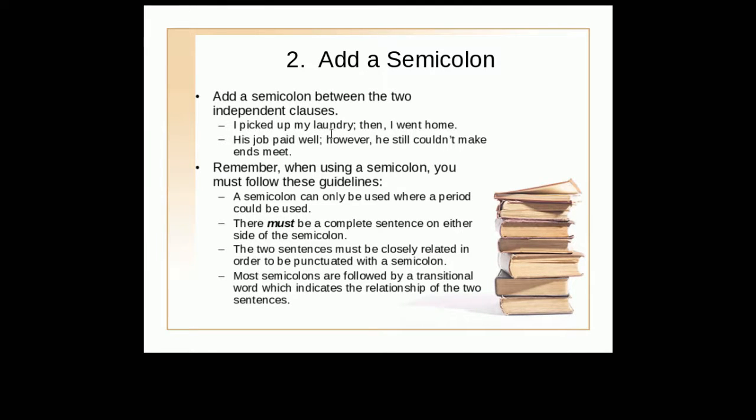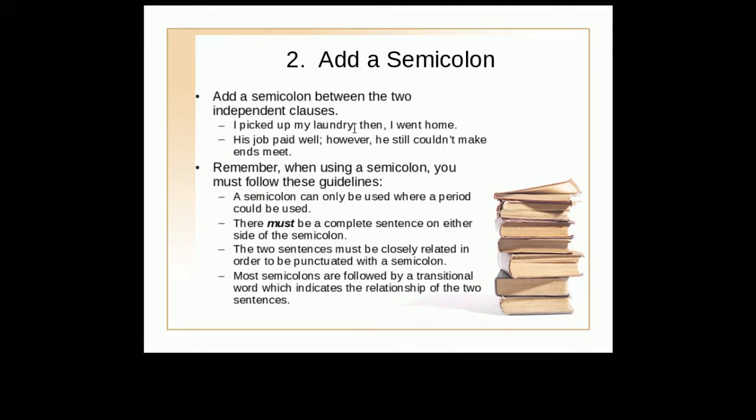The idea is that you want to make sure that all of this goes together. So she picked up her laundry, then she went home. She didn't go anywhere else after that. She didn't go to the grocery store. She picked up her laundry, then she went home. It's all one idea. You can put the semicolon in there. And I strongly suggest that you use a semicolon when necessary, but not all the time.